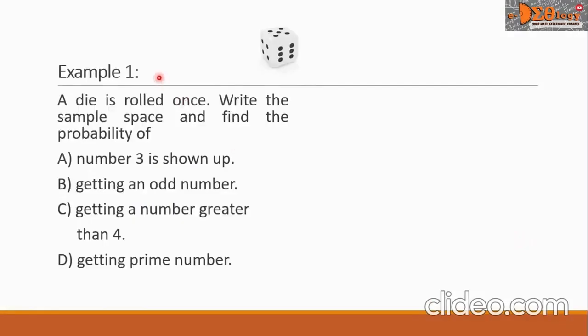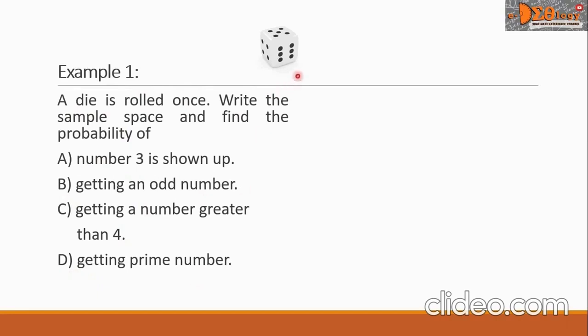Let us have example 1. A die is rolled once. Write the sample space and find the probability of letter A, number 3 is shown up; letter B, getting an odd number; letter C, getting a number greater than 4; letter D, getting a prime number.